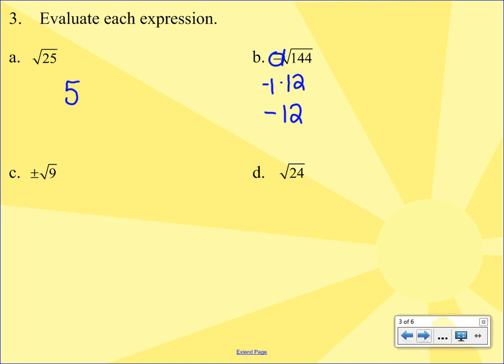Part C, you've seen the plus or minus notation before. In fact, we were just working on that with the quadratic formula not too long ago. So that means we actually have 2 answers. We want the positive square root of 9, and we also want the negative square root of 9. So that notation really just drops down and is a part of our answer. And then you think about the square root of 9, and that was again on our list of perfect squares, and the square root of 9 is 3. So the answer, or answers I should say, are just plus or minus 3.